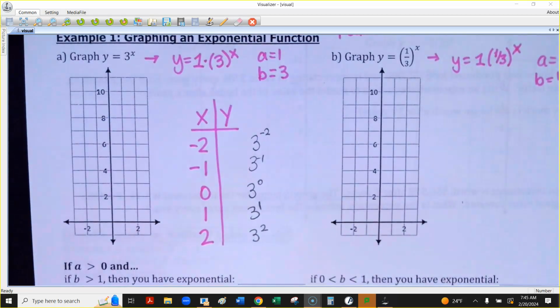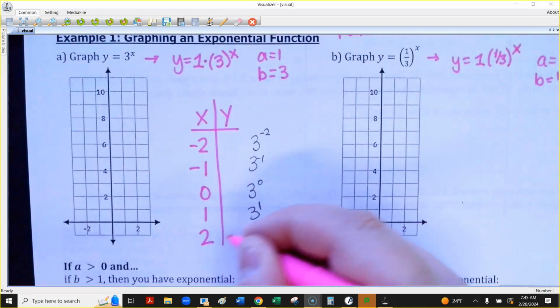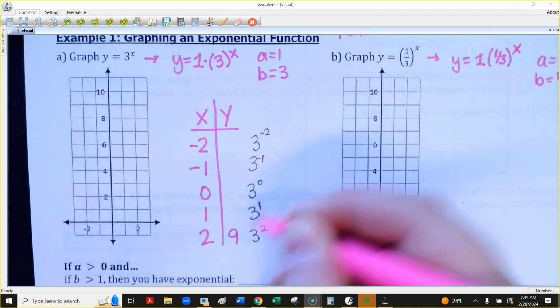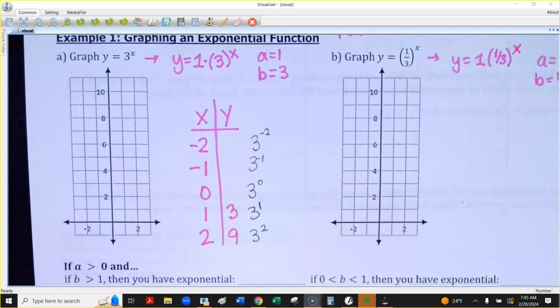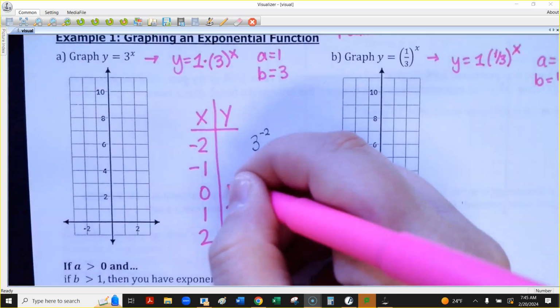Okay, so I'm going to start at the bottom of the graph. You guys know these. So 3 squared is 9. 3 to the first is 3. What's anything to the 0 power? 1. So this will be the point 0, 1.